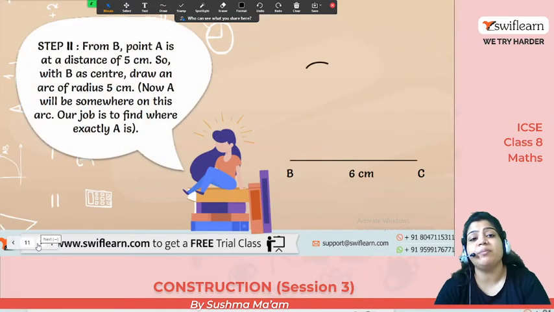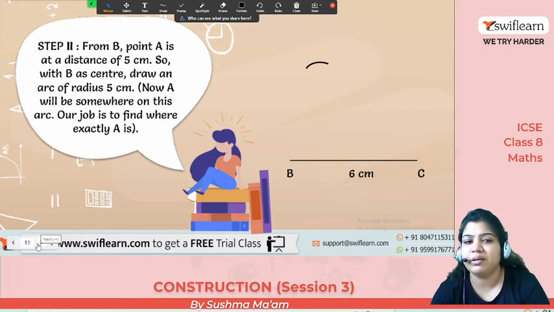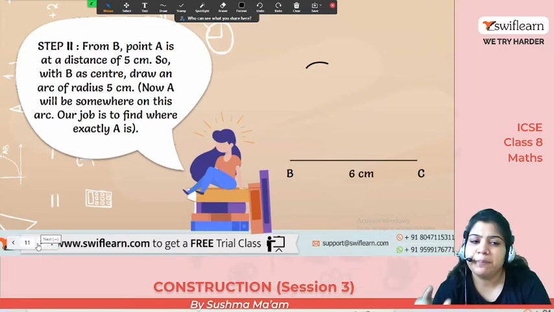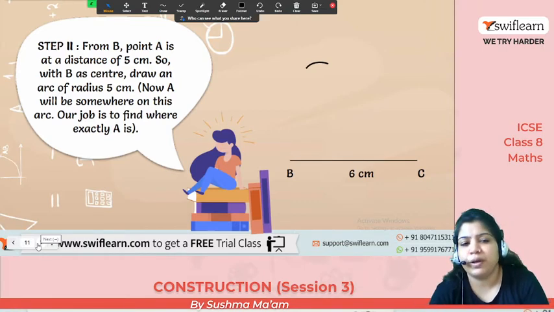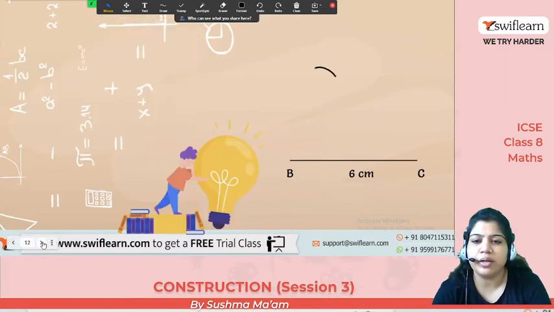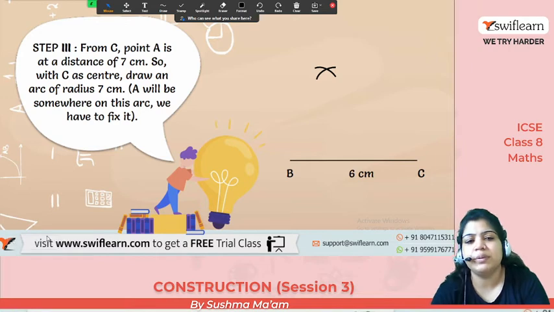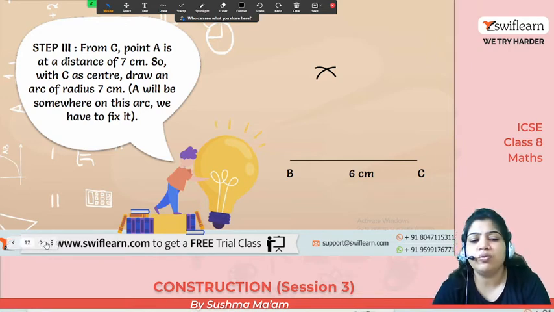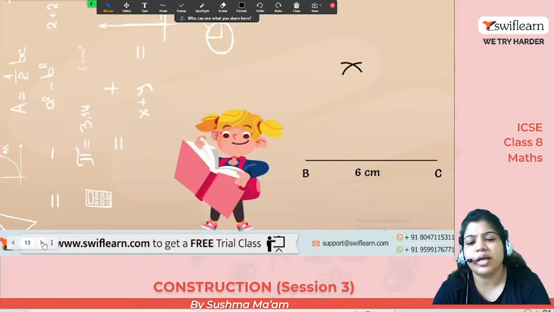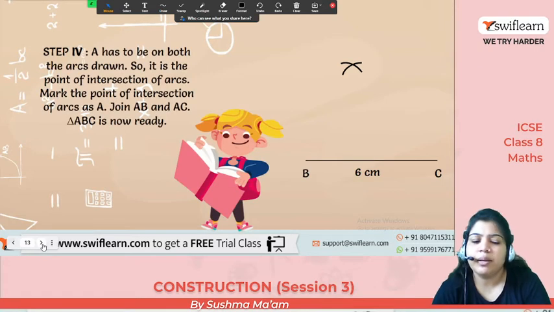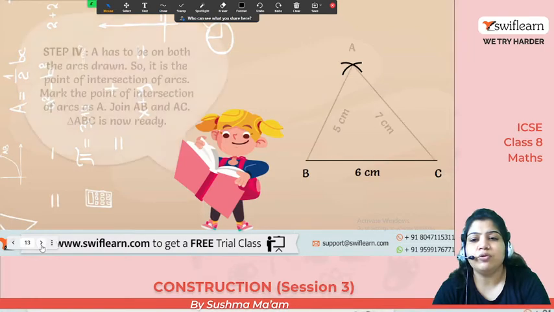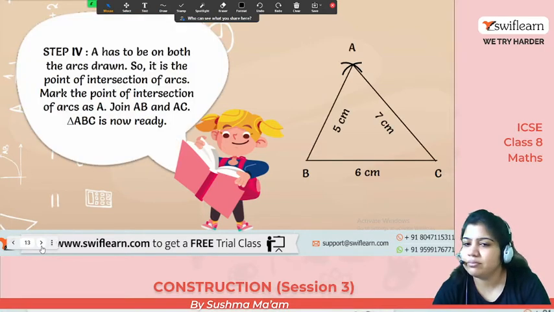Now from B as a center, point A is at a distance of 5 centimeters. So what you have to do? With B as a center, draw an arc of radius 5 centimeters. Okay, done. Similarly, with C as a center, take an arc of radius 7 centimeters and cut an arc where these two arcs intersect. That point is known as your A, because here we took BC as the base. Then you join these and you will get your triangle.